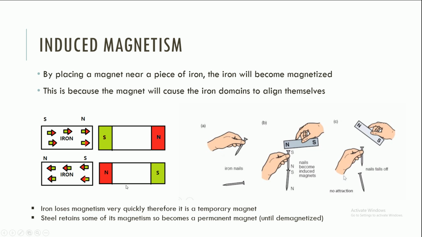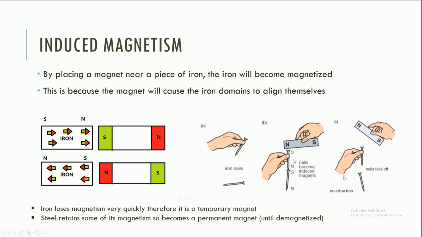Now, iron loses magnetism very, very quickly. So as soon as you detach the permanent magnet from the first nail, this whole thing falls apart, because the first nail essentially loses all of its magnetism, and the second nail also loses all of its magnetism as a result. And so iron as a substance loses magnetism very, very quickly, so when it does get induced with magnetism, it becomes a temporary magnet, right?